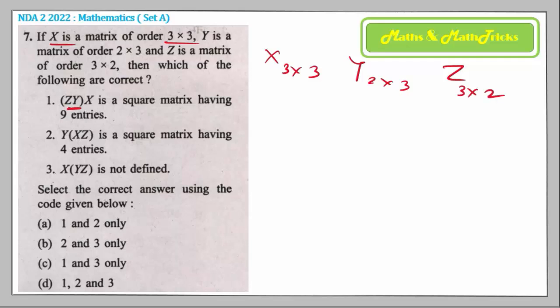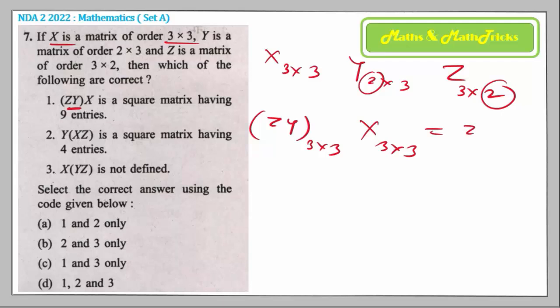Now consider ZY. When you take ZY, the 2 is compatible here with this 2. The number of columns in Z is equal to the number of rows in Y. So accordingly, ZY order will be 3 by 3. And what is X order? 3 by 3. So yes, when you multiply ZY into X, it will be a matrix of 9 entries. So this statement 1 is correct.